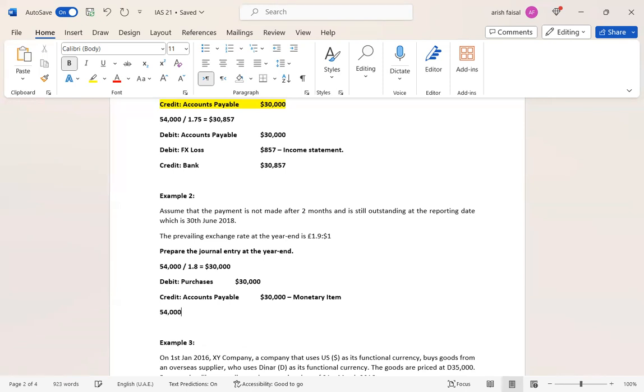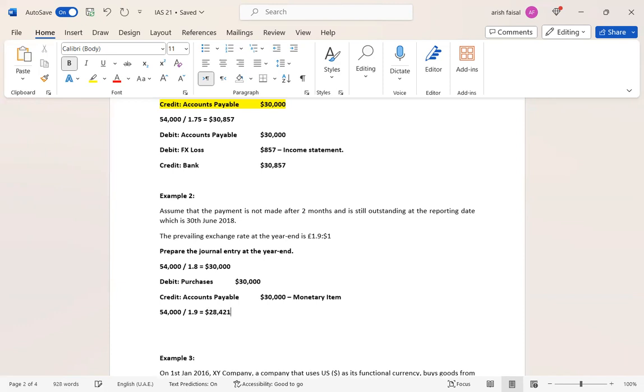So 54,000 divided by 1.9 will give me 28,421. Now, what's happening is that your liability has reduced in its value, okay, from 30,000 to 28,421. So this has been a reduction of 1579 in the liability because of the exchange rate movement.